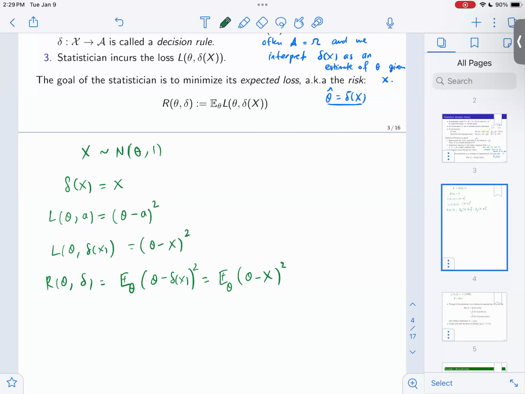I think it will be 1. Why? Because the variance of the normal distribution is 1. So this is a normal random variable minus its mean, squared, so this is really the variance of it. I'm going to write variance under theta, but it happens that the variance doesn't depend on theta in this case, so it's going to be 1. That's the price that we pay.